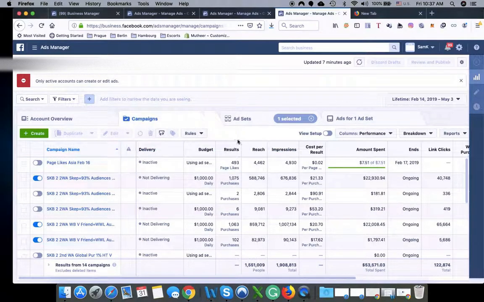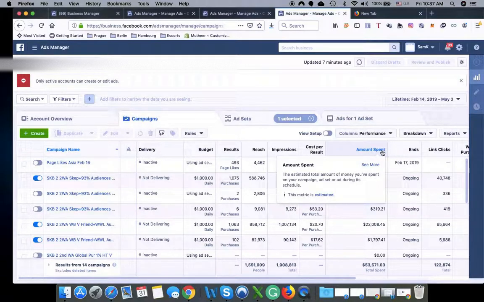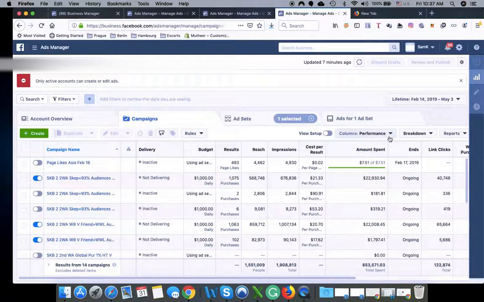First of all, let me just move this over a little bit here. Okay. Now, the most important metrics that you need to look at are essentially three things. One is the results, and cost per result, and amount spent. These are the ones to really focus on.